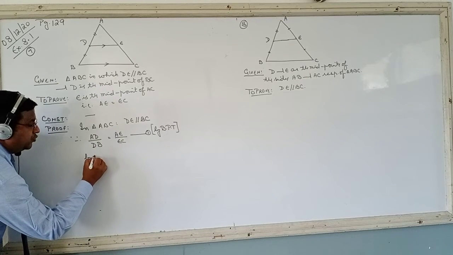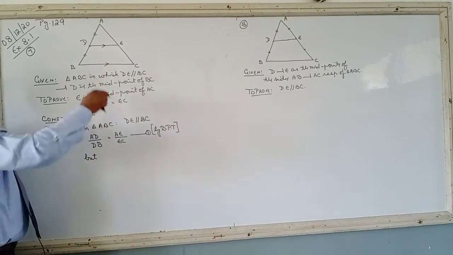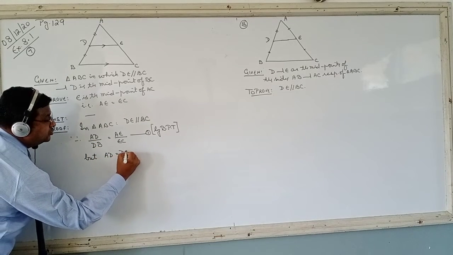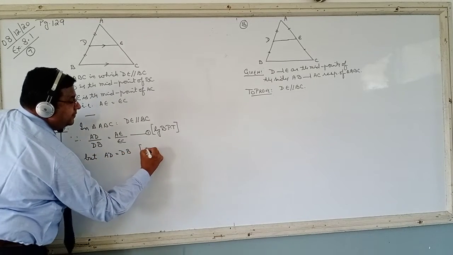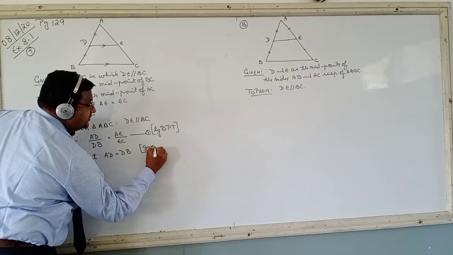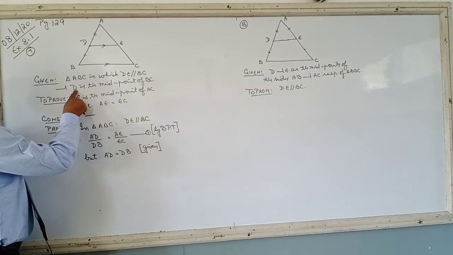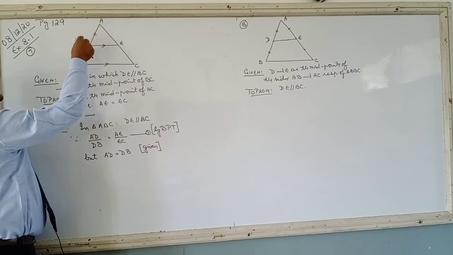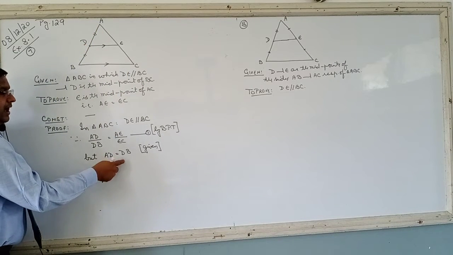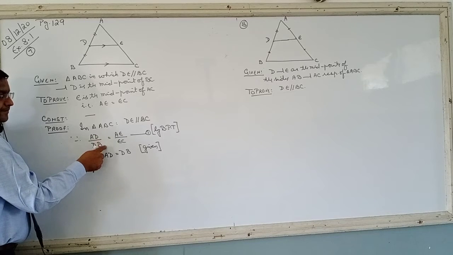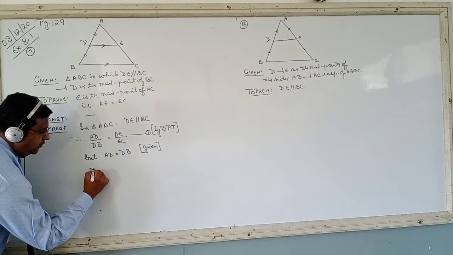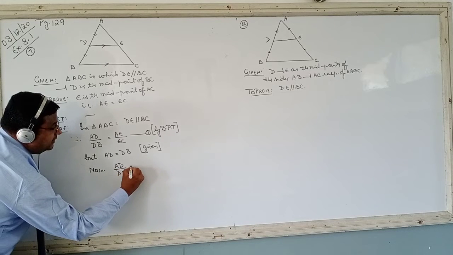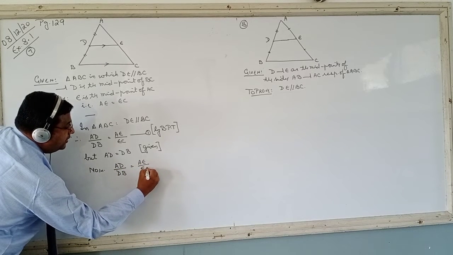But one more thing is given. What? AD is equals to DB. Reason given to us. Given. What is given? That D is the midpoint of AB. If it is the midpoint, AD is equals to DB. Now check AD and DB. Are both of them equal? Now AD upon DB is equals to AE upon EC.